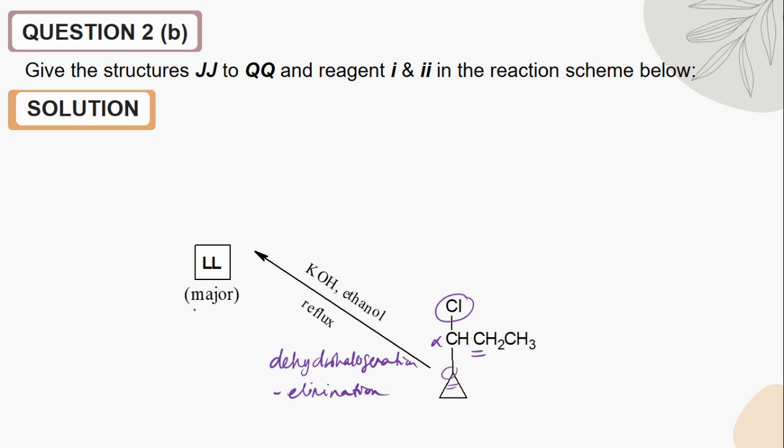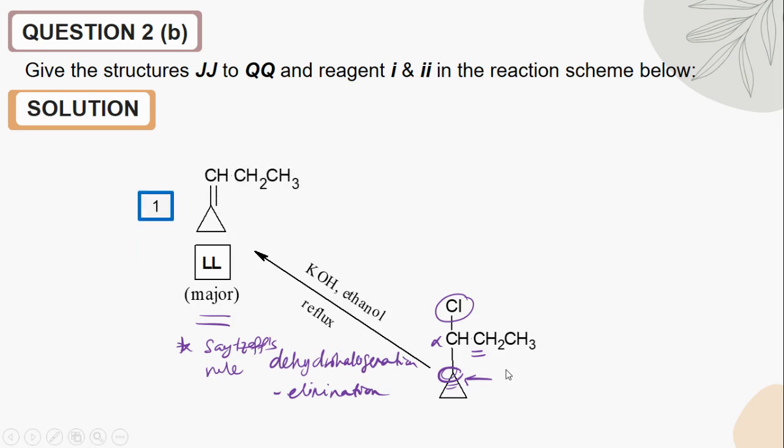Because the question says LL is the major product, we have to follow that elimination follows Saytzeff's rule. Saytzeff's rule states that we have to form the double bond that is most substituted. So in this case, this will be the chosen carbon for the elimination product. So for LL, your double bond should be here. So this correct structure gets you 1 mark.